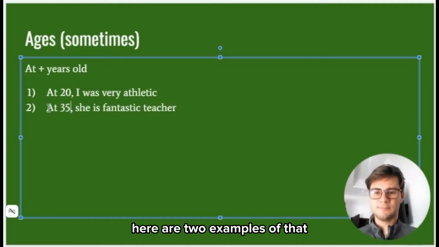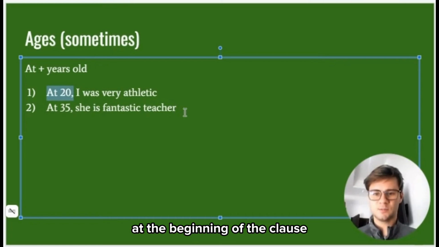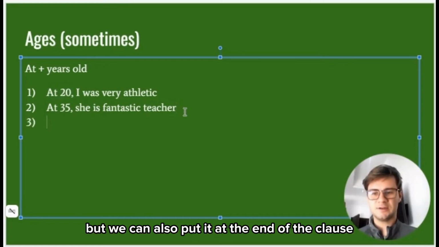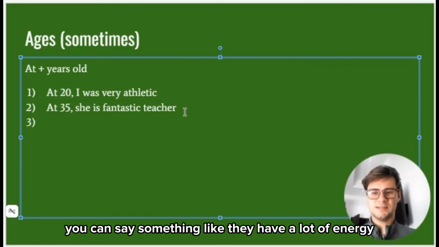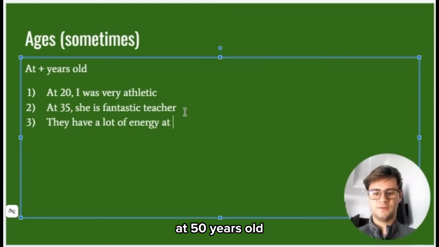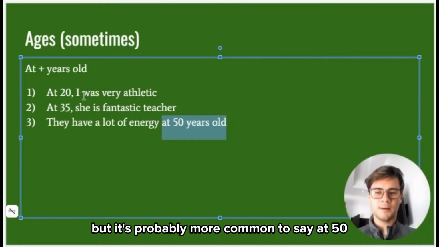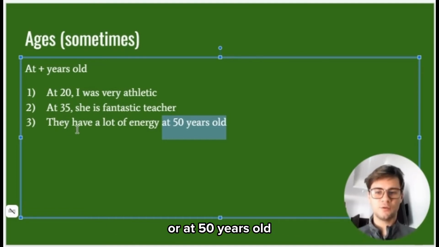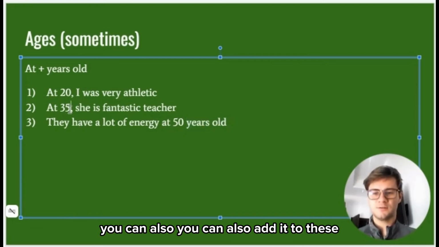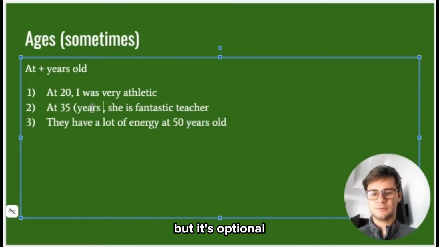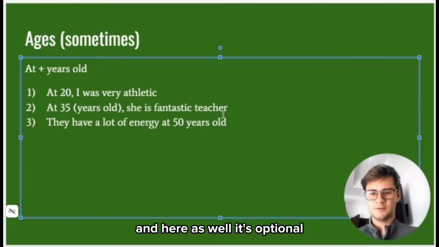And so here are two examples of that at the beginning of the clause, but we can also put it at the end of the clause. You can say something like, they have a lot of energy at 50 years old. This way we have at here at the end of the clause, but it's probably more common to say at 50 or at 50 years old, they have a lot of energy. And this years old, you can also add it to these, but it's optional. And here as well, it's optional.